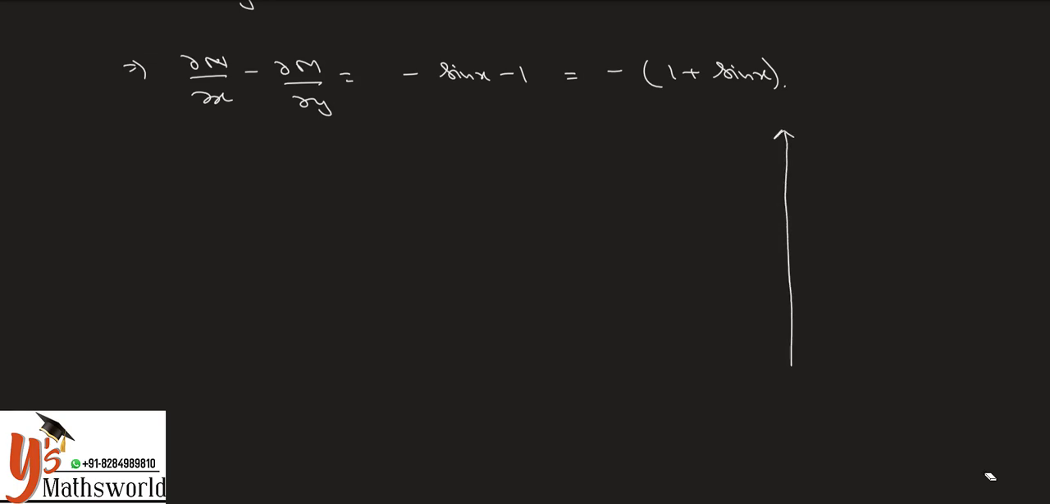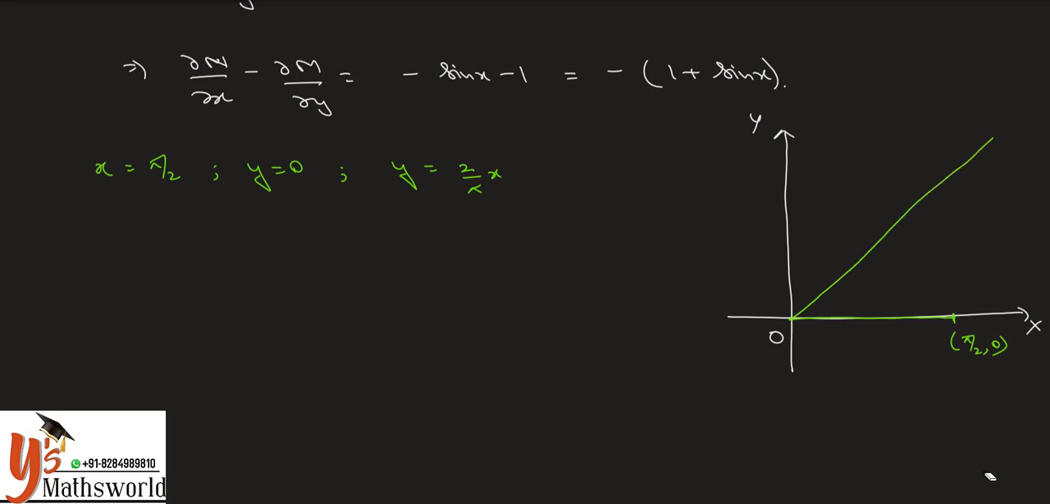So here, what we have been given: this is our x-axis and y-axis, and this is our region. First of all, the given line is x equal to pi by 2. When x is equal to pi by 2, y will be 0, so this is the coordinate x equal to pi by 2 and y equal to 0. The second is y equal to 0, that means the x-axis, this one. And the third one is y equal to 2 upon pi into x, that is a line passing through the origin.